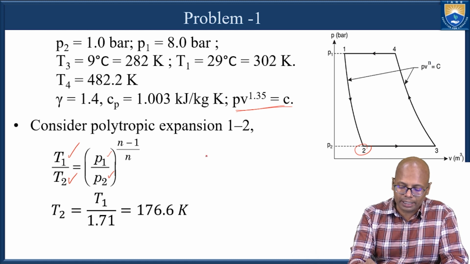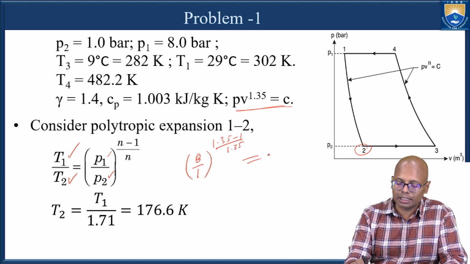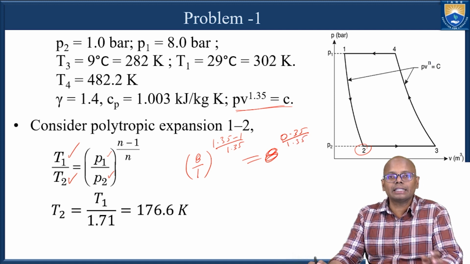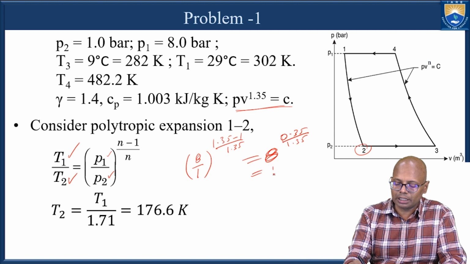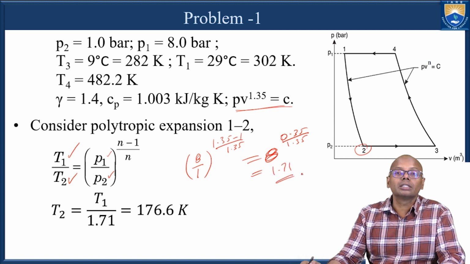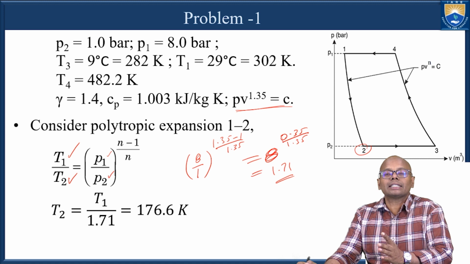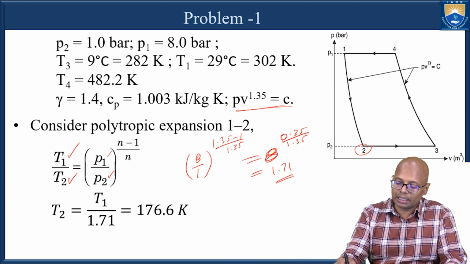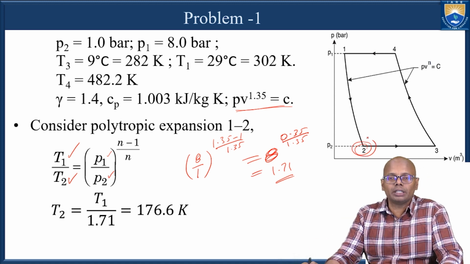So if I substitute again, what is P1? P1 is 8 and P2 is 1. Again I am getting the same value as I got in the previous slide. So what is that here? 8 to the power of 0.35 divided by 1.35. This is the value which I got previously, and that is equal to 1.71. Now using this, I have to find the temperature at the exit of the expander.